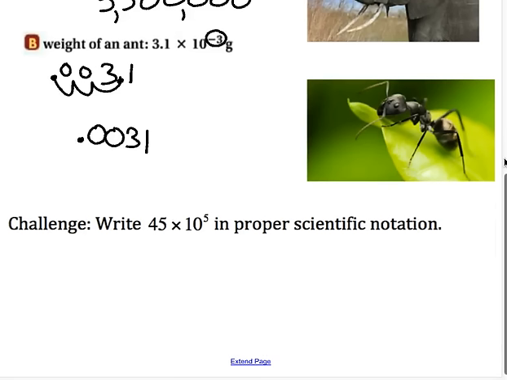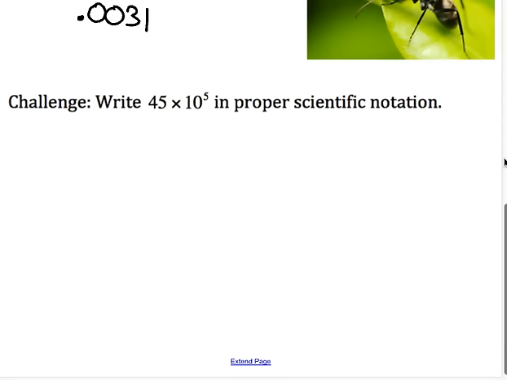Now, this one is not in your packet, but I think it's kind of a fun little challenge problem. Okay? So, here, this is not proper scientific notation. To be proper scientific notation, this can't be above 10. So remember, you take that first significant digit, and that's where your decimal goes. Okay?